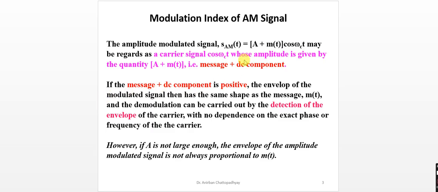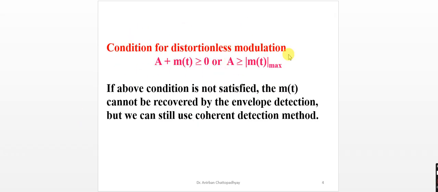Now, if A plus m(t) is positive, then the envelope of the modulated signal is the same as the message, and demodulation can be carried out by detection of the envelope of the carrier, where the envelope is, again I am saying, A plus m(t). Now, the condition of distortion-less modulation, always remember, is A plus m(t) greater than or equal to 0. That means A plus m(t) max. What is m(t) max? m(t) max is the maximum amplitude of the message signal, and A is the maximum amplitude of the carrier signal.